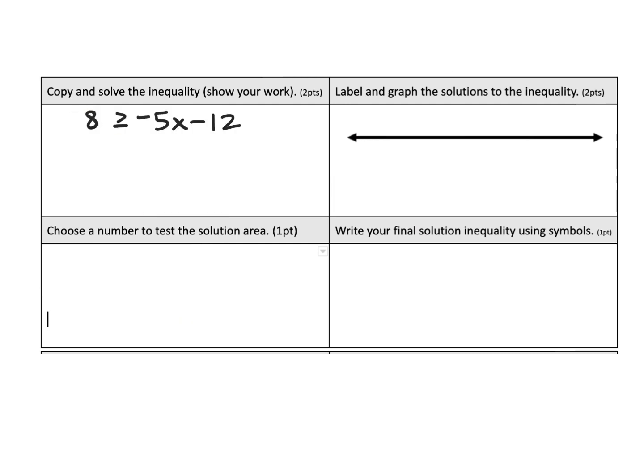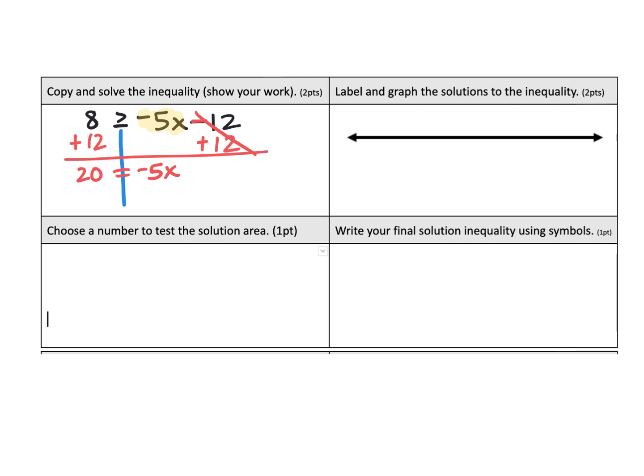All right, let's try another one. Again, you can do this in your notebook or you can do this on a blank sheet of the inequality paper. So let's go ahead and draw our line down. Again, our goal is to get the 5x or the negative 5x by itself. So I need to do the opposite of a negative 12. I'm going to add 12 to both sides. One side cancels. Over here I get 20 equals negative 5x.